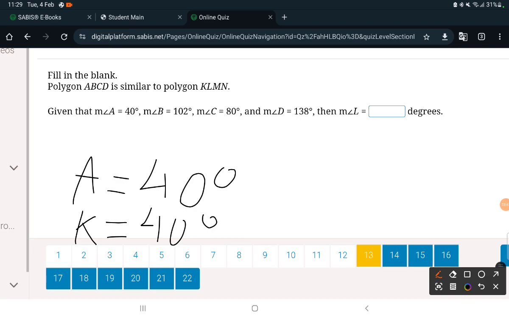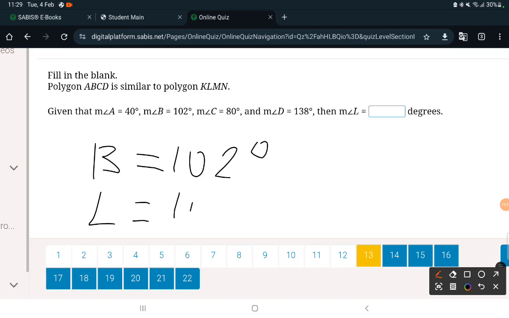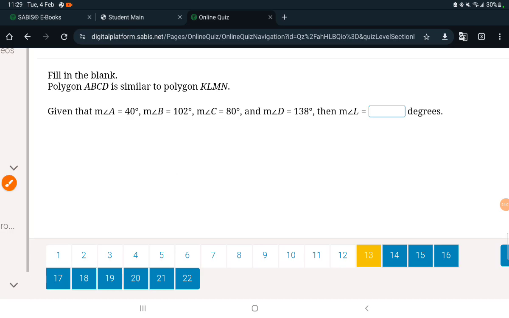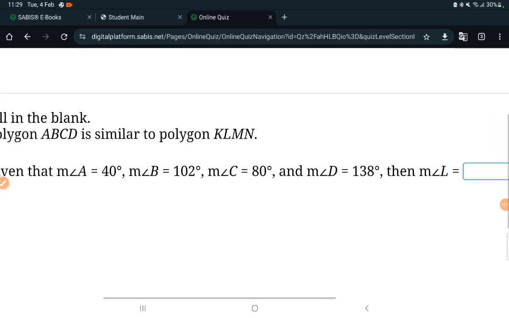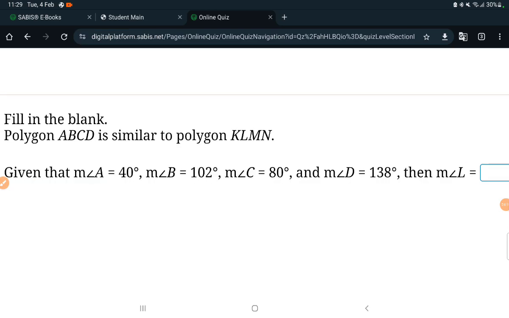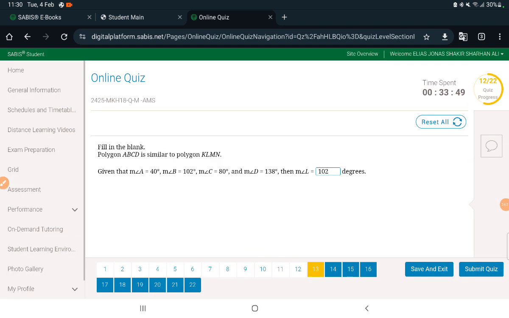B is equal to 102 degrees. Then L is equal to 102 degrees because it's second. And then C is equal to 80 degrees, M is equal to 80 degrees, D is equal to 138 degrees, then N is equal to 138 degrees. It's that simple. Since B is second, and they're asking for L, we just take the measure of the angle of B, which is 102 degrees, so L will be 102 degrees.